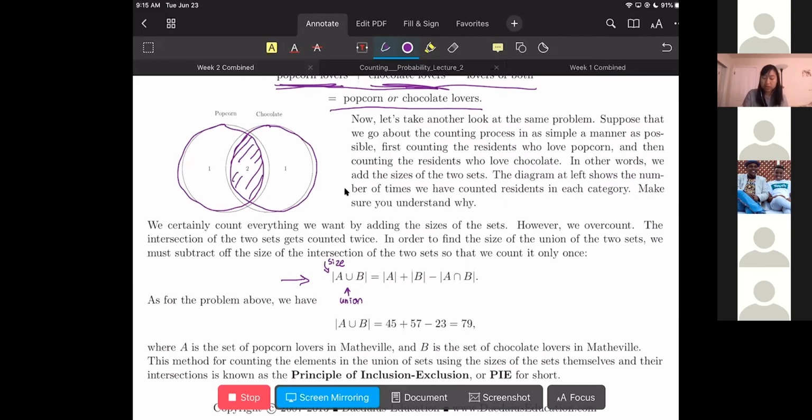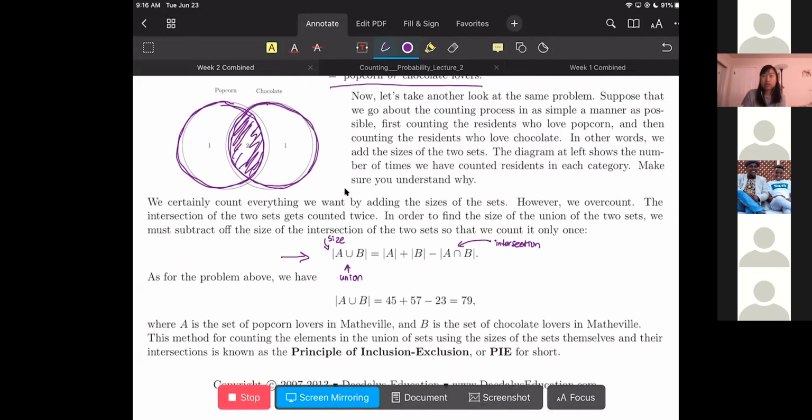So basically the size of the union of A and B is equal to the size of set A, in this case the number of people who like popcorn, plus the size of set B, the number of people who like chocolate, and then I have to subtract out, this notation means intersection. So this is how many elements are in both A and B, so I have to subtract out the center part to get the size of the union.